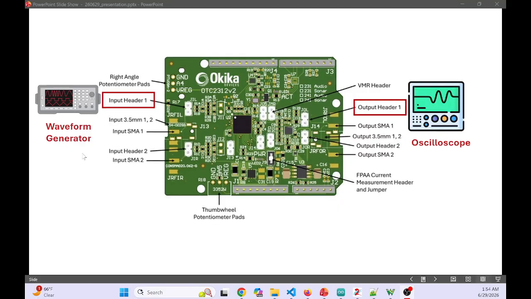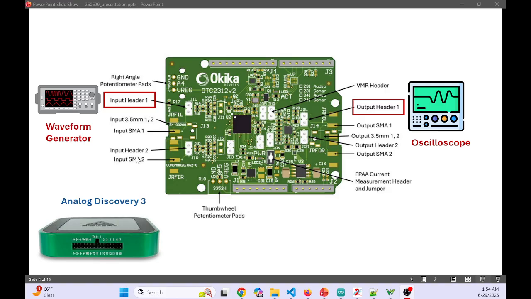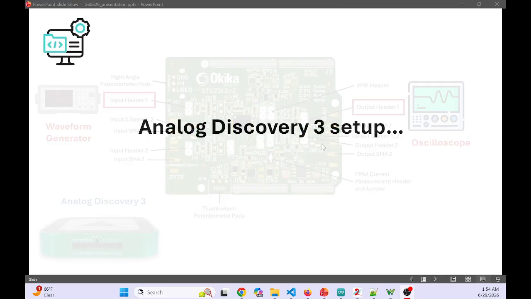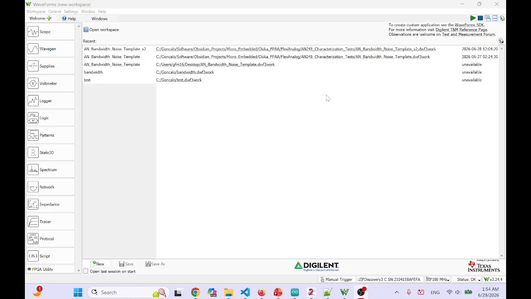So we're going to connect a waveform generator on JIL and then an oscilloscope at JOL. I'm going to use the Analog Discovery 3 to do the whole thing, the waveform generator and the oscilloscope. So let's see how to set up the Analog Discovery to interface with the OTC2312.